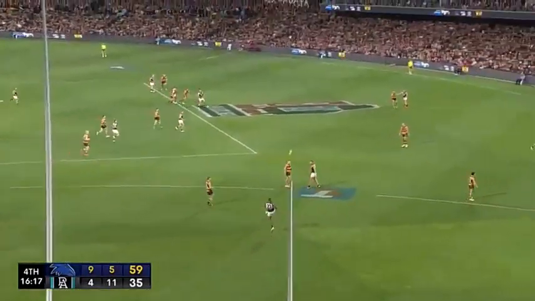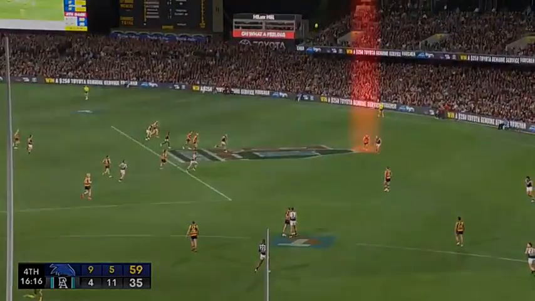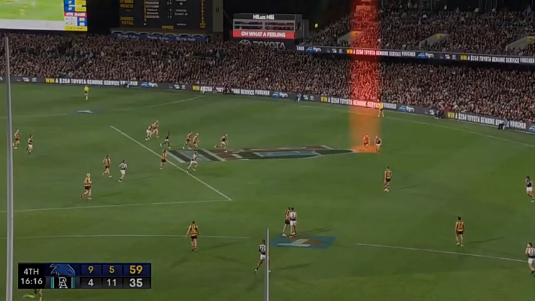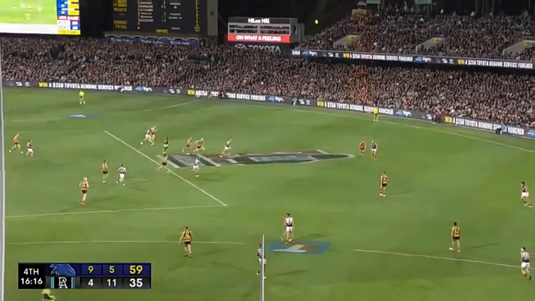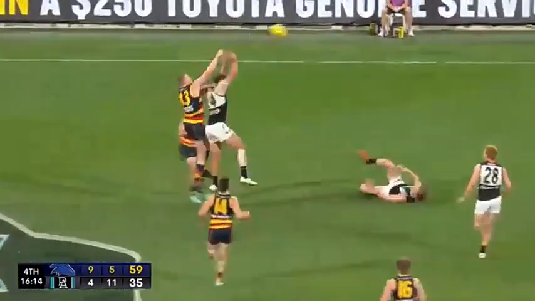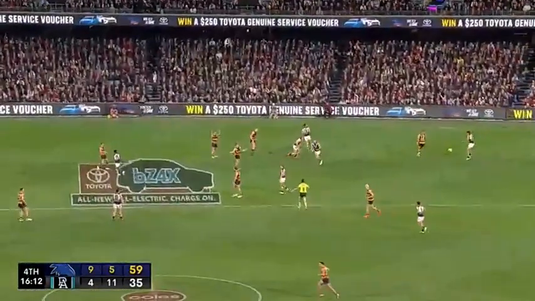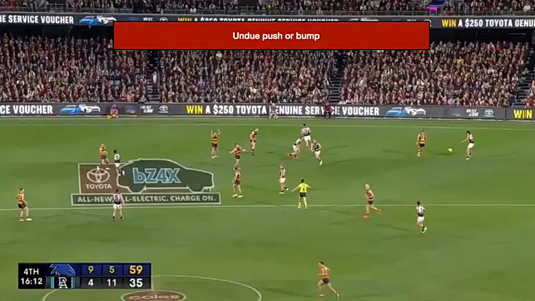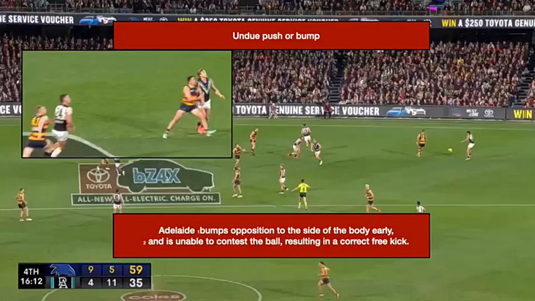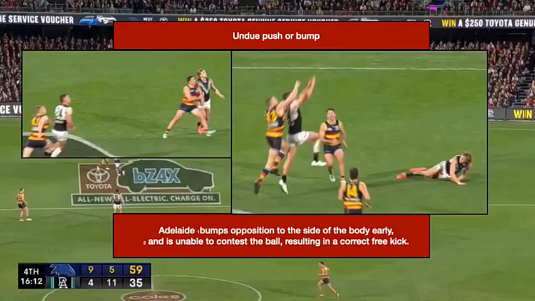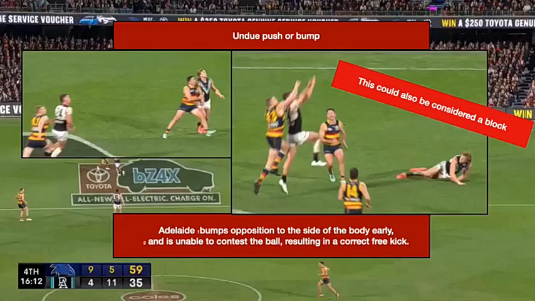Here's an excessive early one. Looking at the Adelaide player. Does not contest. Block is called. Whether it's a block or an undue push or bump, doesn't really matter. Get the correct free kick. But you can see the player who's done the bumping is unable to contest. Free kick. Block for Adelaide.